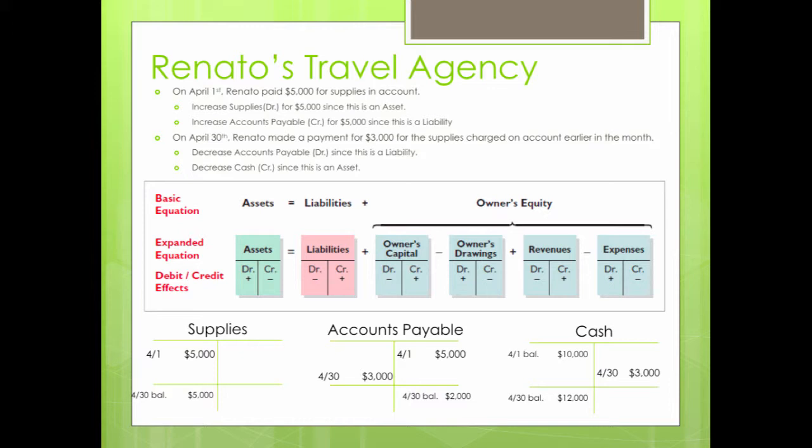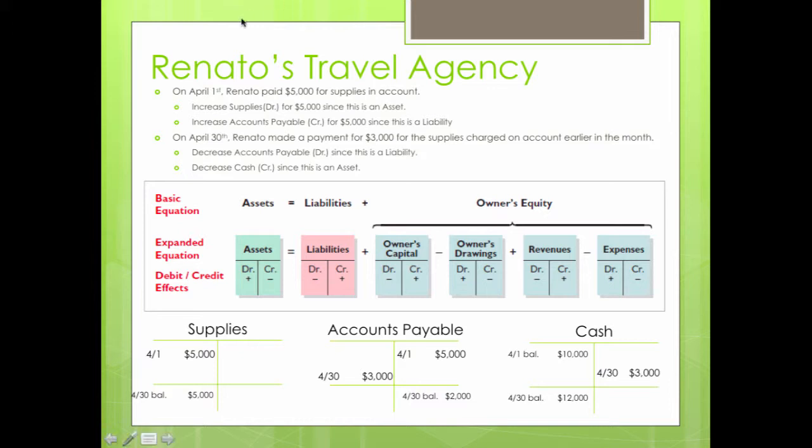This is Renato's travel agency. And basically, it's going to bring you back to the homework assignment that you completed for Chapter 1. We have a transaction here that says, on April 1st, Renato paid $5,000 for supplies on account. So if you remember from your first assignment, from your first chapter, you needed to analyze which accounts are affected by this transaction. And you need to remember that you need to affect at least 2 accounts.